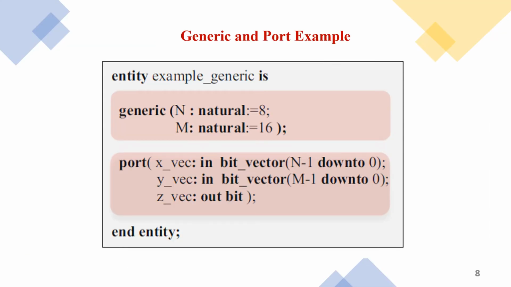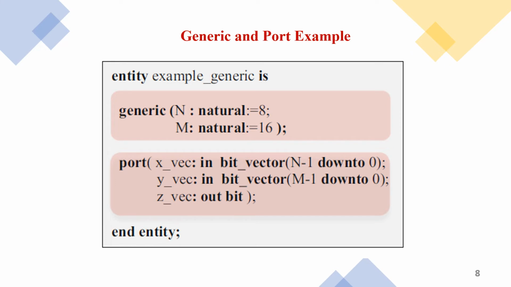This slide shows an example for the generic and port part of VHDL. Write entity; for example, the name of the entity is example. Generic is after that; write the generic. Generic is on top of the port. The type of this generic is natural, and the initial value is 8, and the second parameter is M, natural, and the initial value is 16.